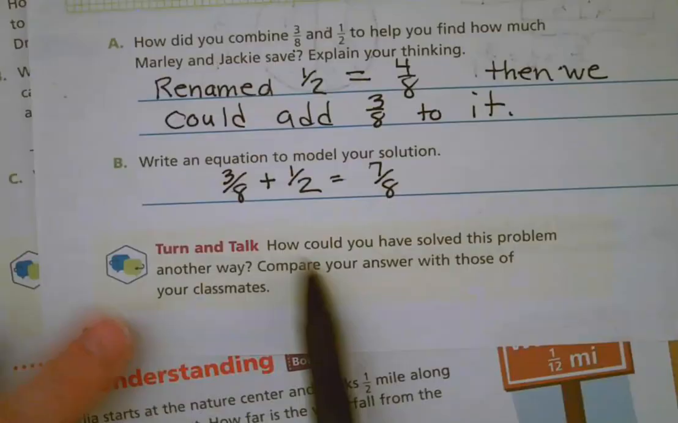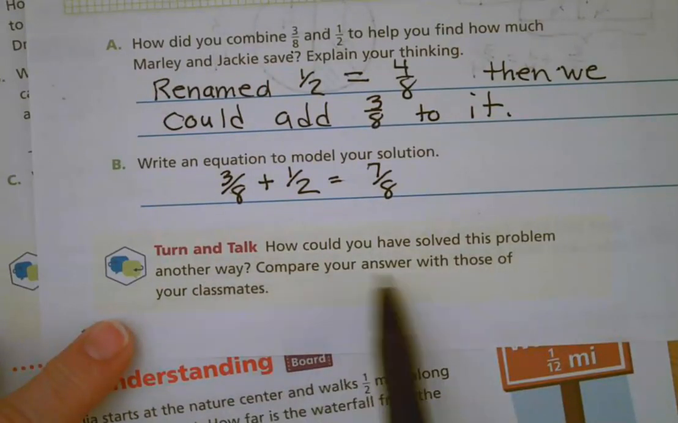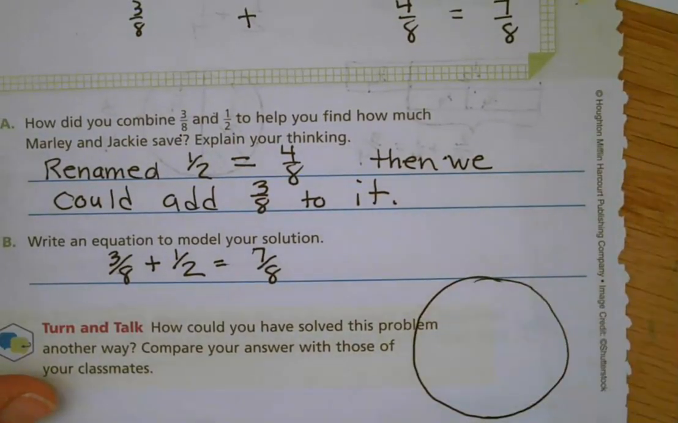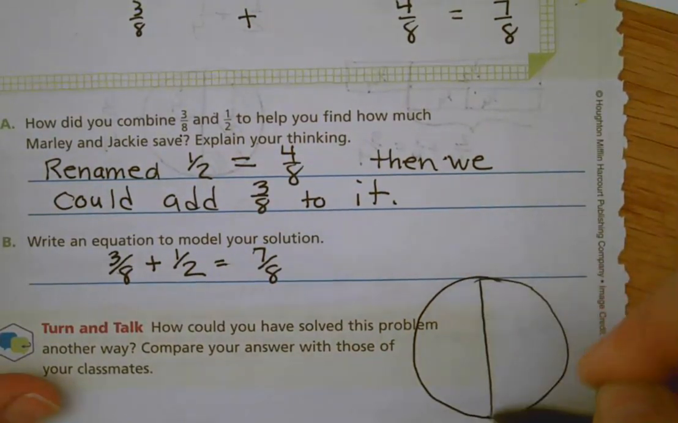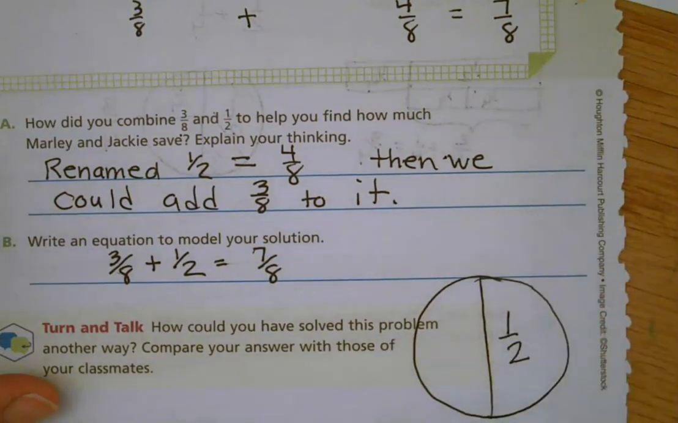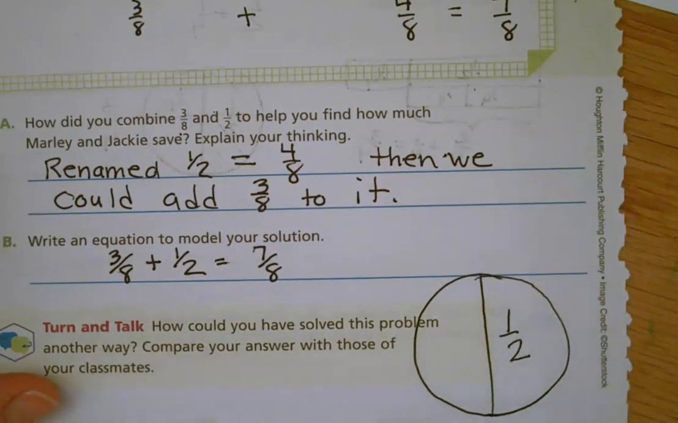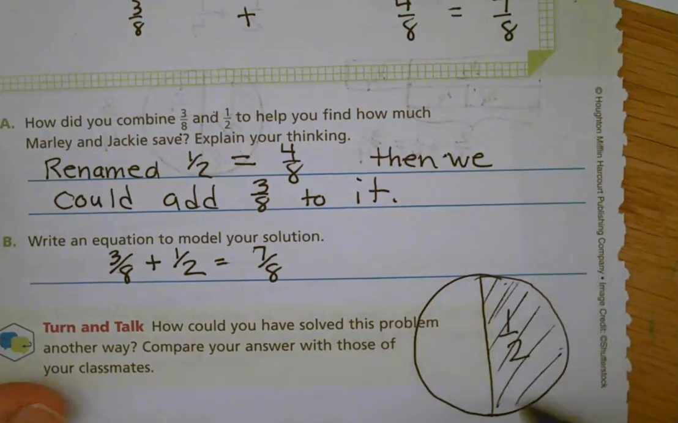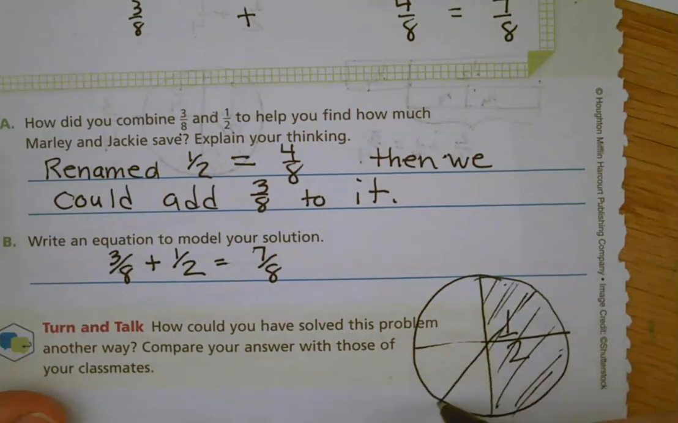Okay, and it asks us, how could you have solved this problem in another way? Well, we could have drawn a circle instead of the bars, and we could have said, okay, here's the 1/2 that Jackie saved, and then the 3/8. How could we show the eighths? Well, here's the part that the half, but if I was going to break this into eighths, I'd have to do this, 8 equal parts.